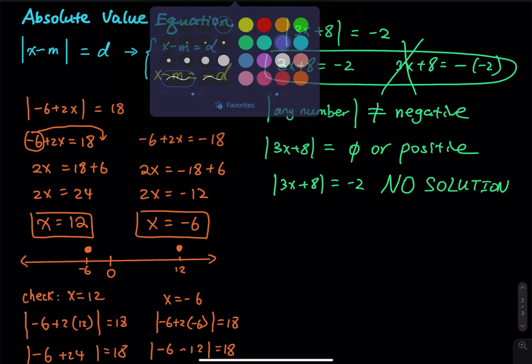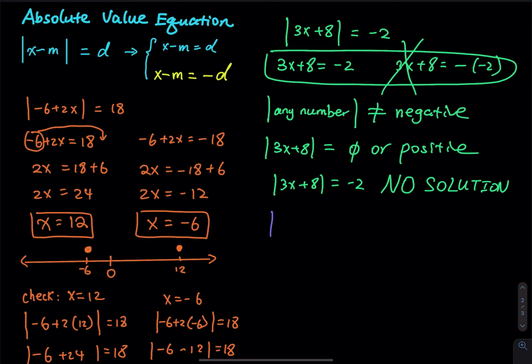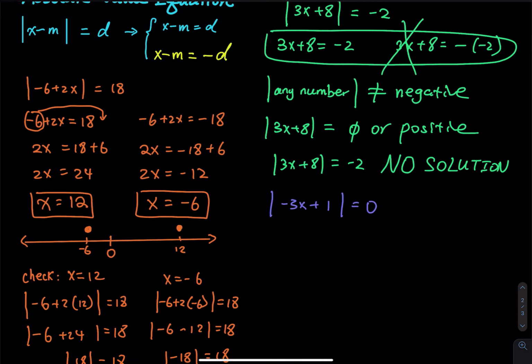Okay, next one, we have the absolute value of negative 3x plus 1 equals 0. This one has a solution, right? Because the absolute value of a number can be 0. The absolute value of 0 equals 0, right? So first of all, we have negative 3x plus 1 equals 0 if you go by the definition, and then negative 3x plus 1 equals negative 0. Yes, you never heard about that before. Negative 0 is just equal to 0.